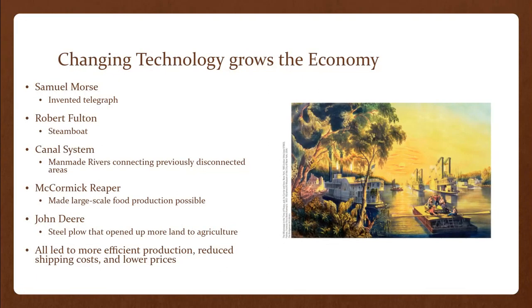This allows for orders to be placed. This allows for information about trains and ships to be sent over long distances. It's going to incredibly change the economy. Robert Fulton's steamboat is going to allow for rapid transportation going both ways along navigable rivers and eventually across the ocean.